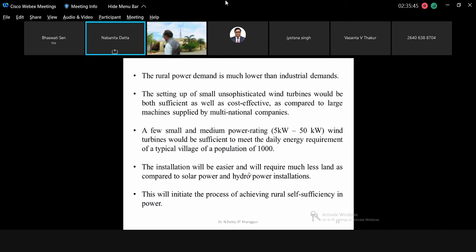I'm talking about small wind turbines which can power maybe a typical village of population 1,000. So a small wind turbine of power rating 50 kilowatt is what we should be targeting to build in large numbers. But instead of making one big wind turbine of a few megawatt rating, why not make smaller wind turbines of a few kilowatt rating? So the installation will be easier. It will require much less land as compared to solar power and hydropower installations. This will initiate the process of rural self-sufficiency in power.